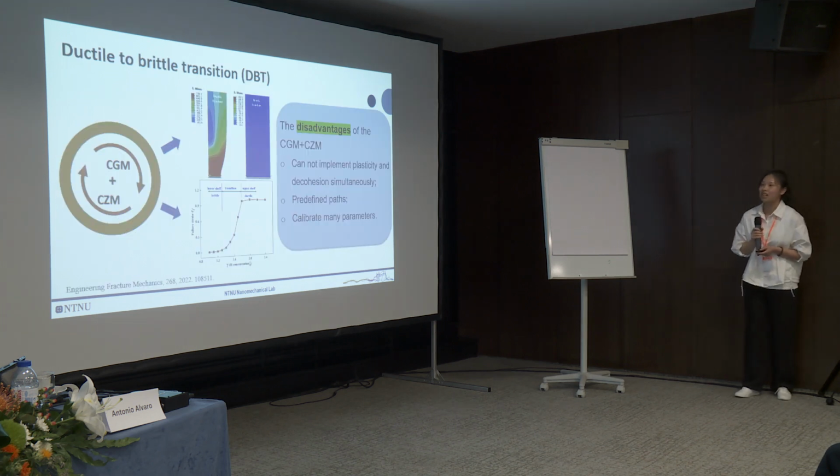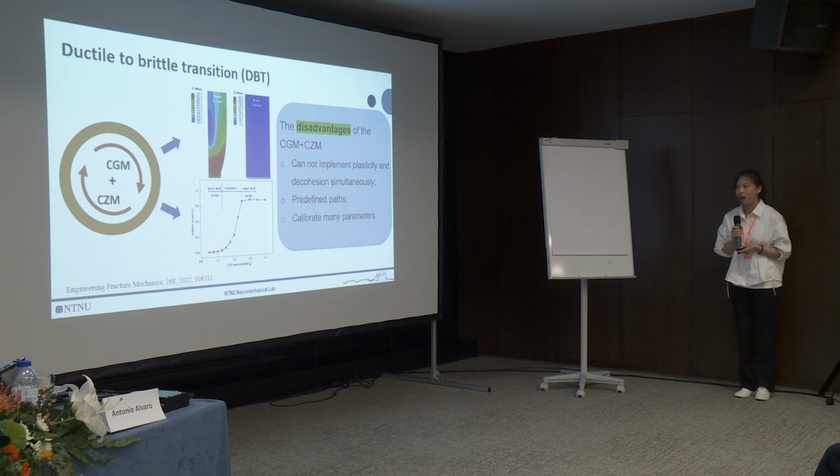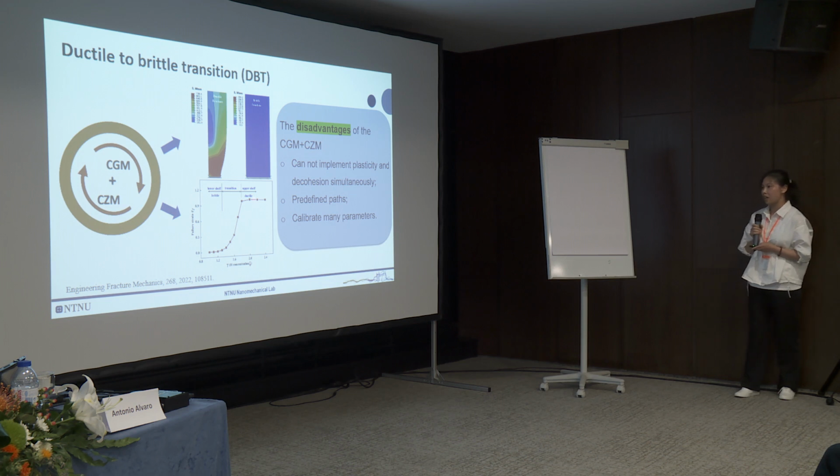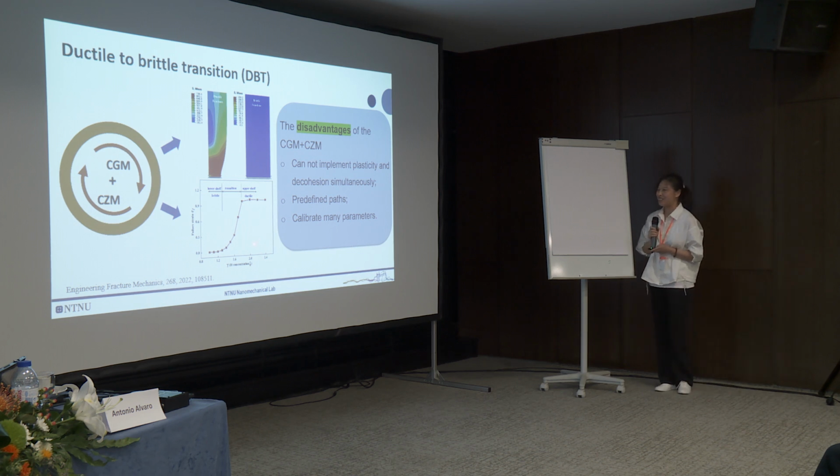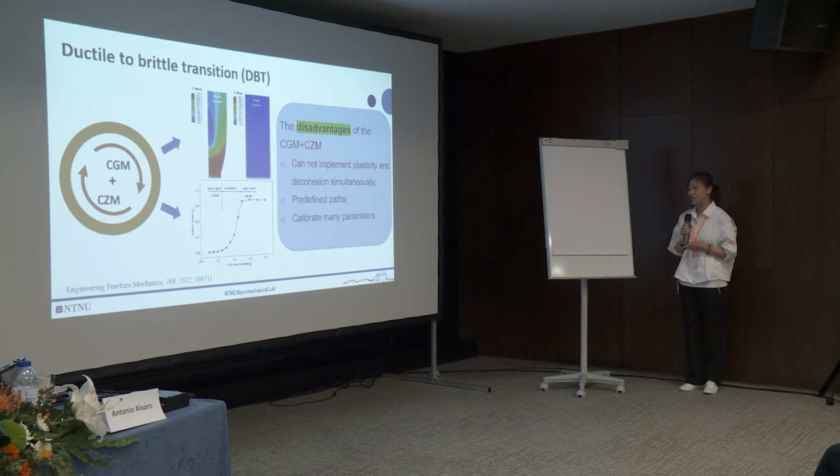Further, if we combine the complete Gurson model and the cohesive zone model, the ductile to brittle transition can be well simulated. This figure shows the ductile fracture. This is the brittle fracture. And this S-curve indicates the transition from ductile to brittle. This figure reveals there is a critical hydrogen concentration to trigger the brittle fracture. And also, this S-curve is material dependent, which means that different materials will have different critical hydrogen concentrations.